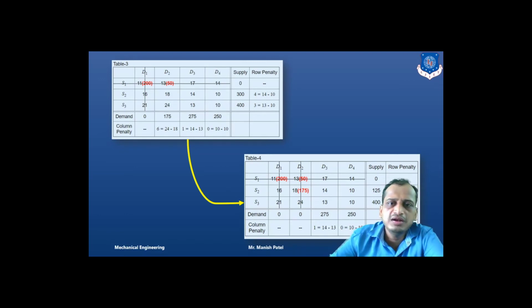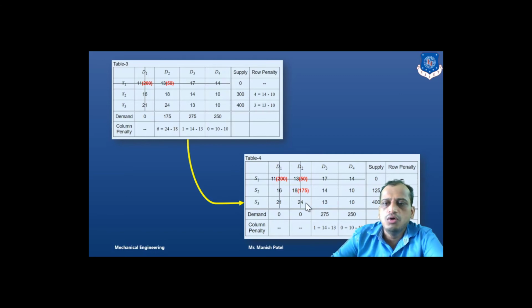So what can we allocate here? We can allocate 175 here. Why? Because that is the maximum demand here. And 300 minus 175 is equal to 125. Right? So we have allocated 175. Since this demand side constraint is fulfilled, we will cancel this column. So we have cancelled this column and put 0 here.